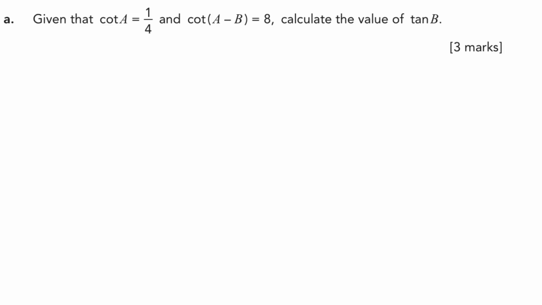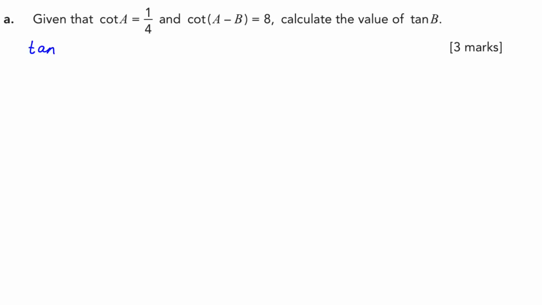In this question, we have been given that cot A is equal to 1 over 4 and cot (A minus B) is equal to 8. Calculate the value of tan B. You know that cot is the reciprocal of tan.